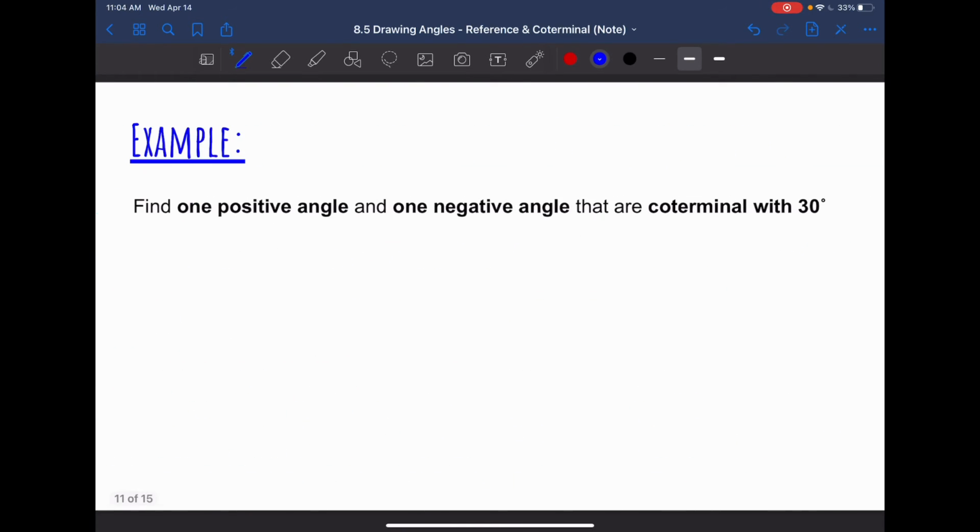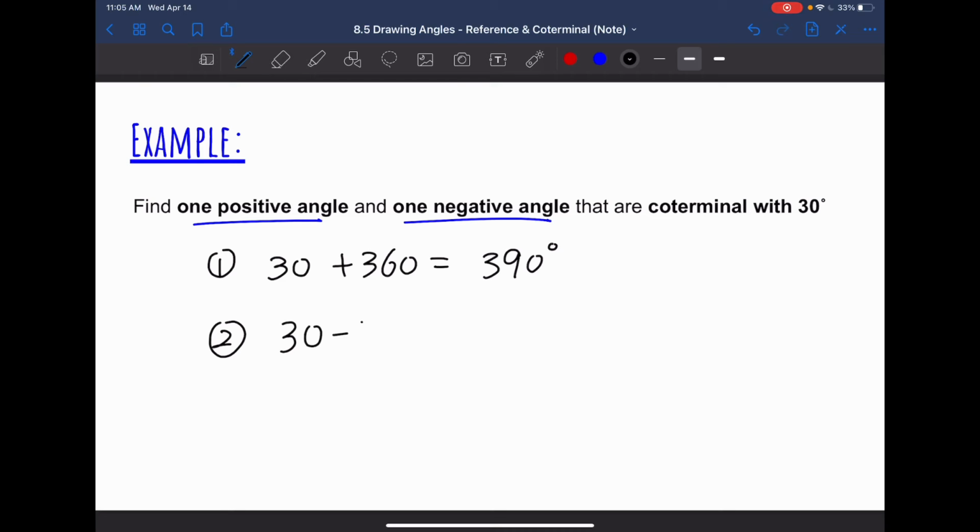Pretty simple. So for an example here, I'm just going to give you one example because it's pretty straightforward. Find one positive angle and one negative angle that are coterminal with 30 degree. So what do you do? To find the positive, you're just going to add 360. Boom, you're done. For the negative, I'll just subtract. 30 minus 360 is negative 330 degree. Boom, you're done. So it's saying 30 degree, 390 degree, and negative 330 degree are all the same thing. Same position, same angle, same size, everything is the same.